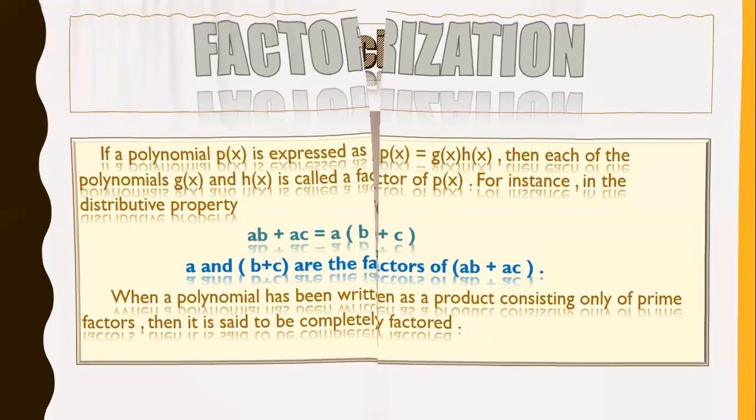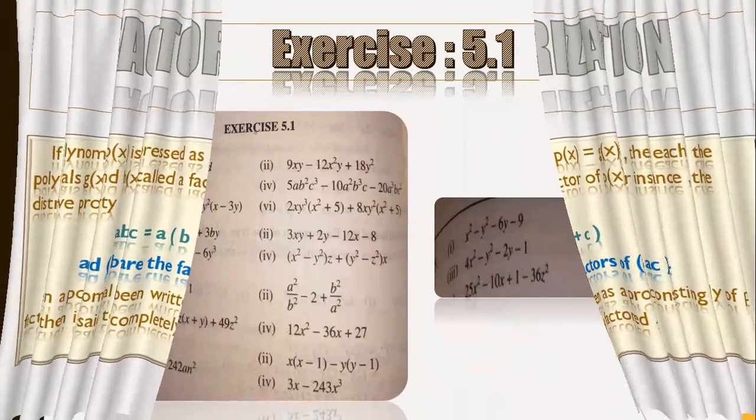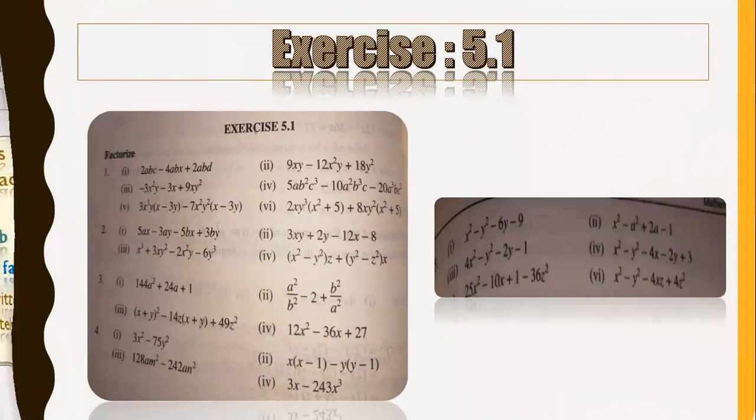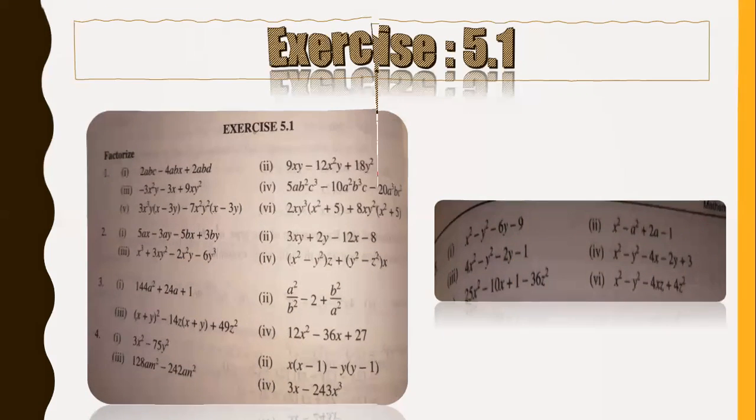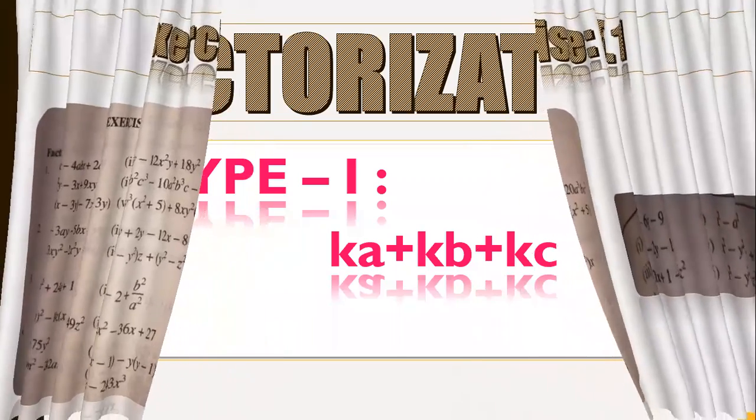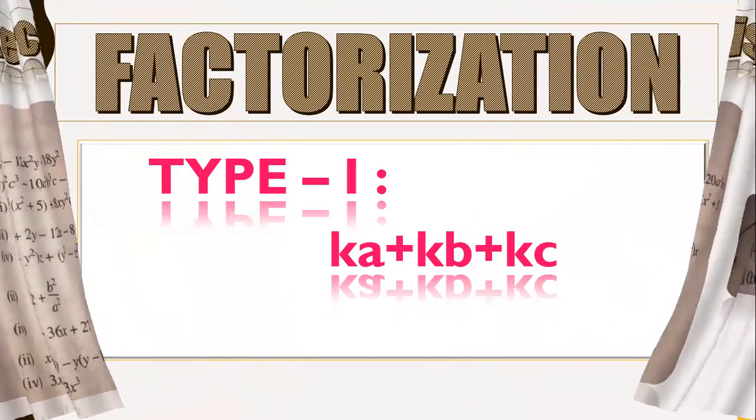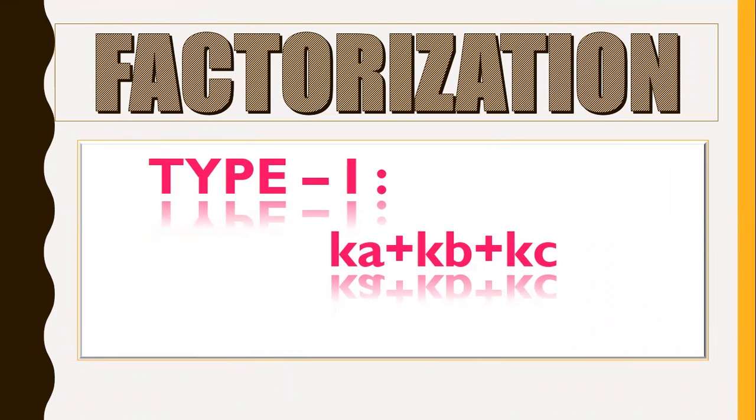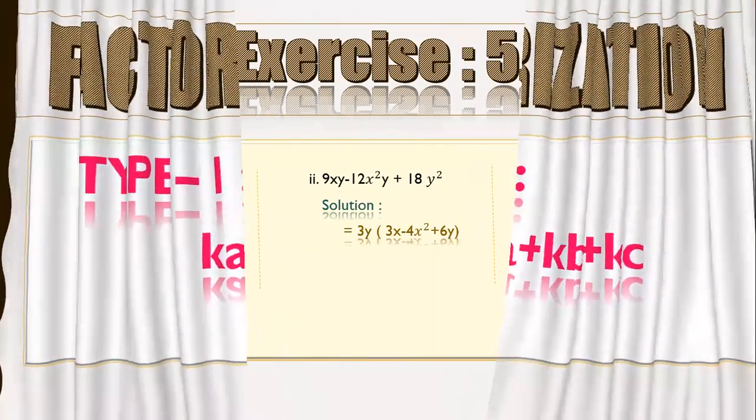In exercise 5.1, we have 5 questions, and each question has almost 4 to 5 parts, and in some questions there are 6 parts. Question number 1, and all the questions are about factorization. In question number 1, we use the type ka plus kb plus kc, and you have done this type in 6.2 in the previous book, class 8.